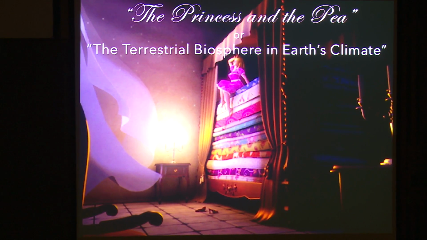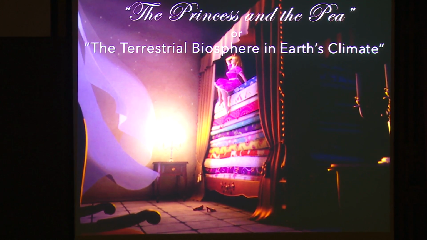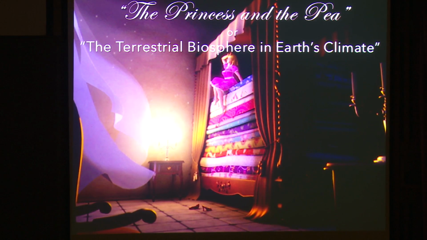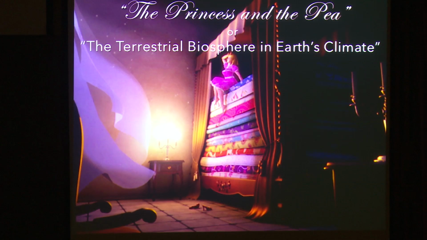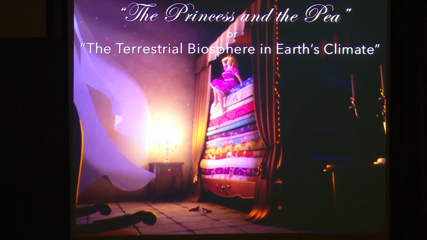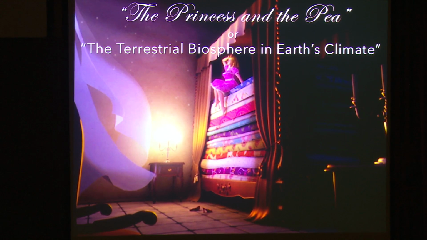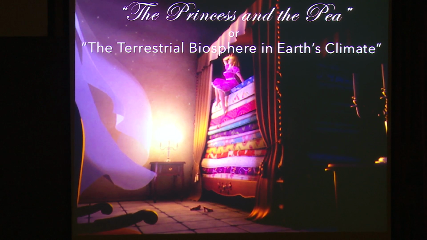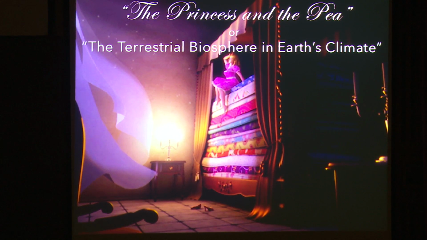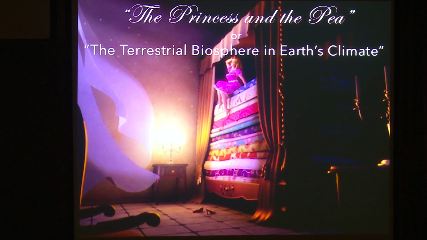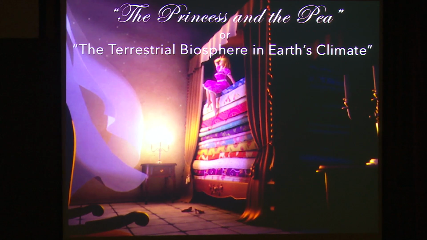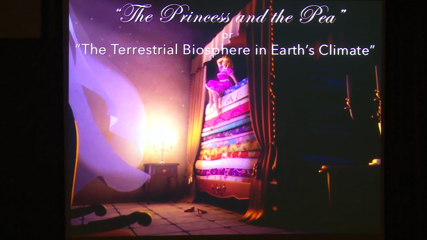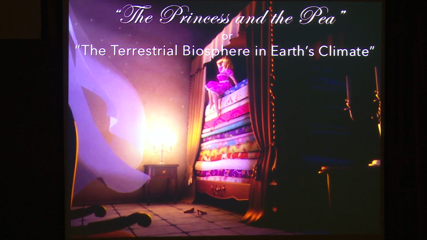So our story begins in 1835 when Hans Christian Andersen wrote a children's story about a young woman whose royal identity was discovered because she had a true physical sensitivity to a very, very small pea placed beneath her bed that only a true princess would be able to feel. And in the morning, she woke up complaining about this discomfort, thereby verifying her claims to royalty.